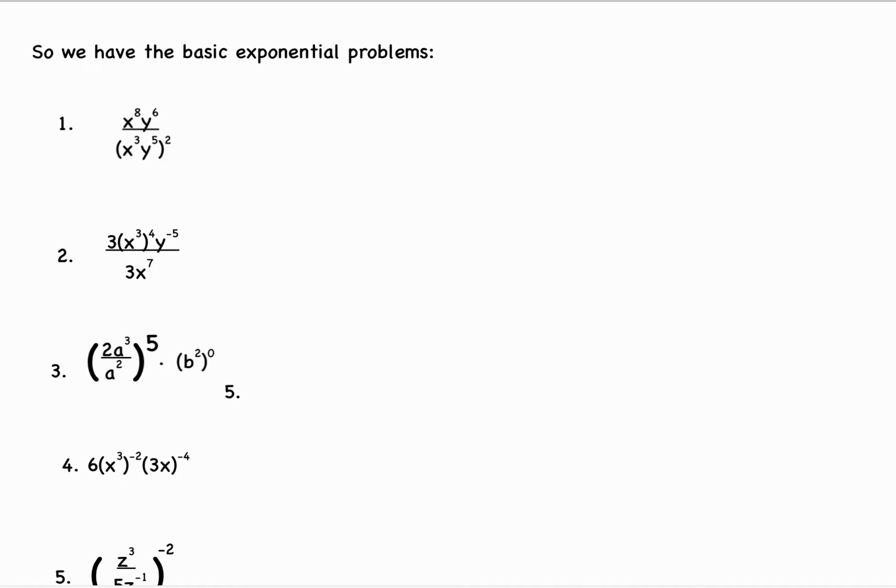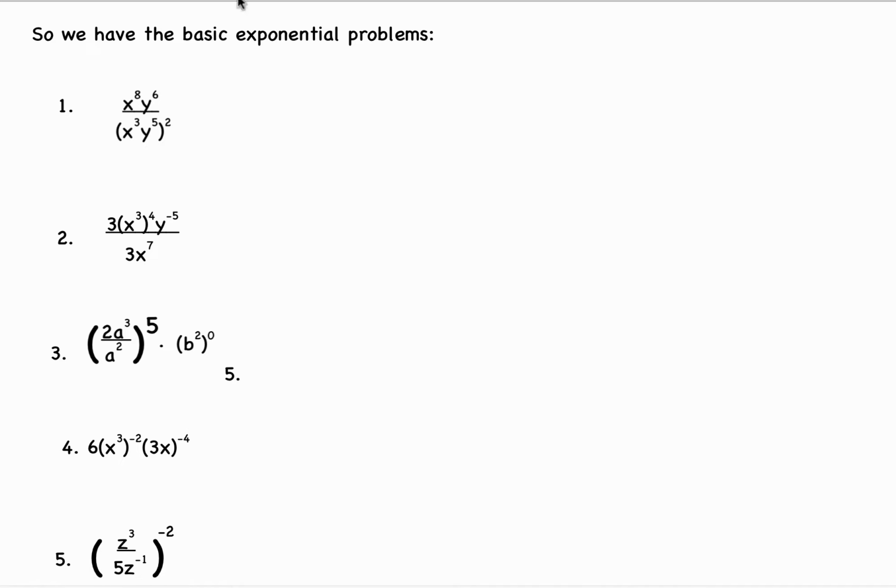So here's a couple of questions to review. Let's see. How do I like to do this? I like to do it one thing at a time. So for the first thing, I'm going to do the numerator. There's nothing wrong with the numerator. There's nothing I can do there. It stays x to the 8th, y to the 6th. Now I'm going to look at the denominator.